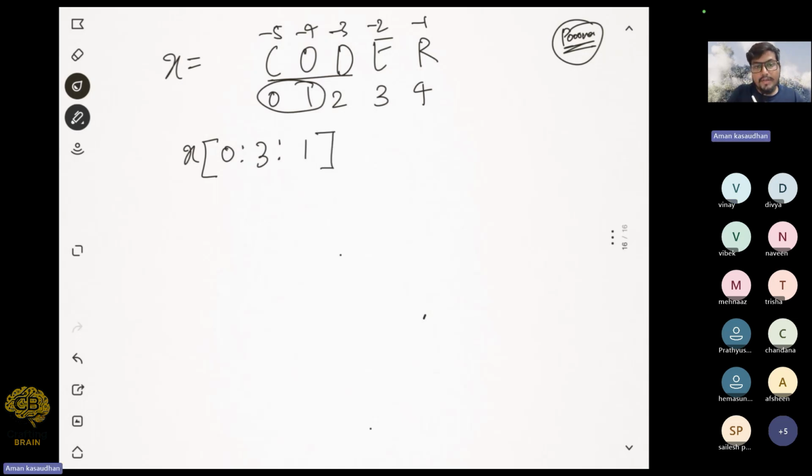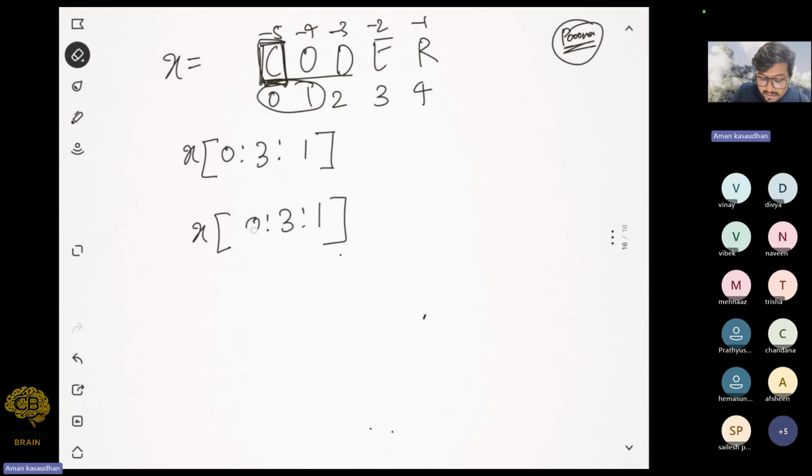Now, guys, remember this very crucial information I'm telling you. Whenever you are starting from the start position, from the 0th position, you do not need to mention the starting value. You can ignore mentioning this value. If you do not mention 0 here, by default it will start from this position.